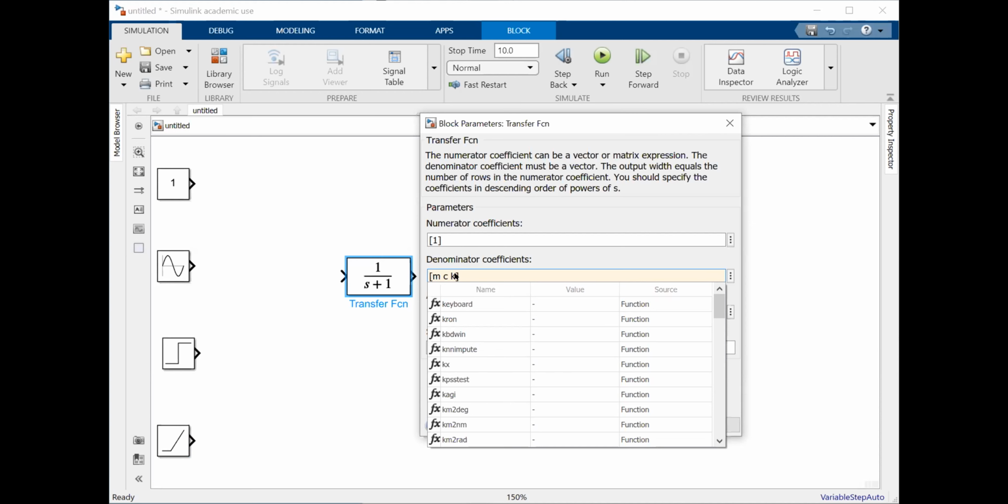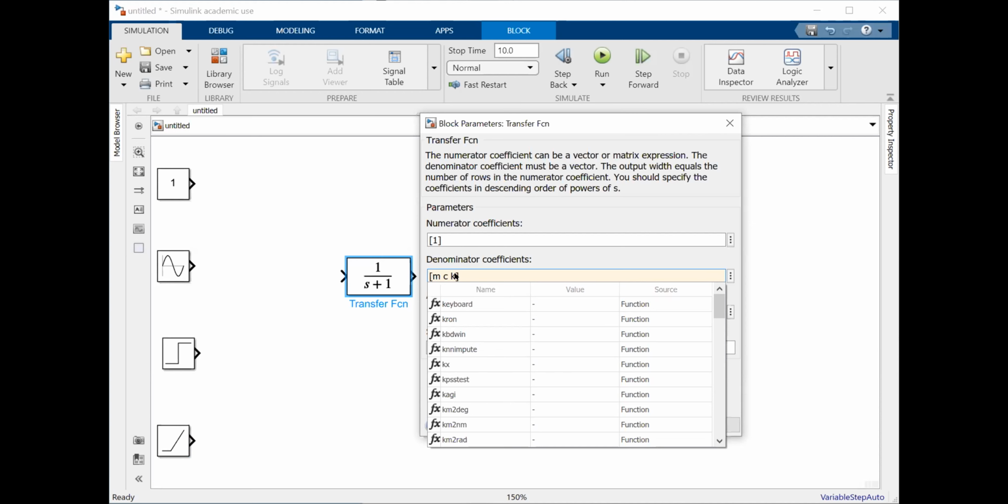So case number 1, mass is equal to 1, damping is equal to 0, and stiffness is equal to 1. And I want you to click OK, and then you will have your transfer function, and this transfer function should look like s square plus 1. Any questions at this point?